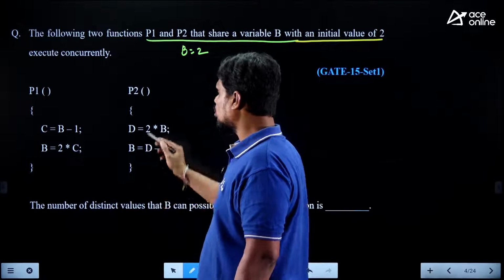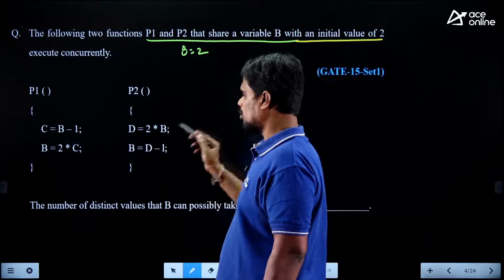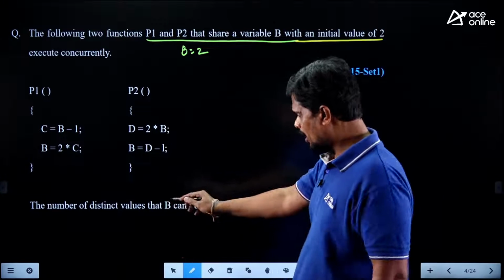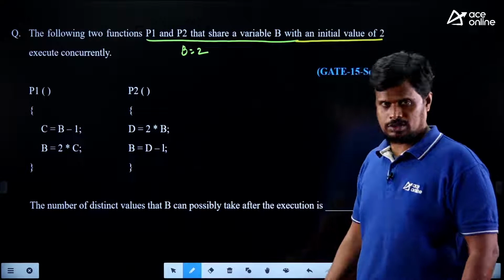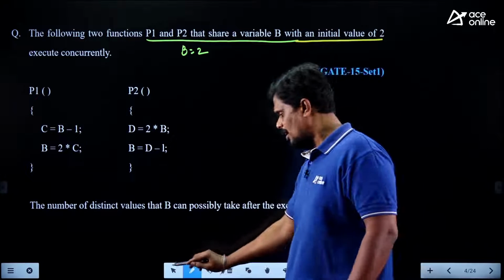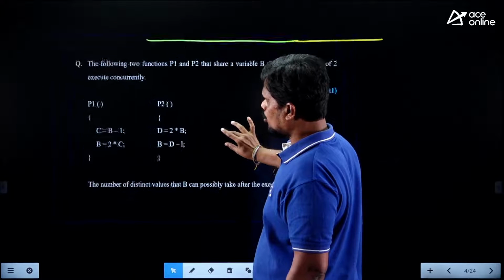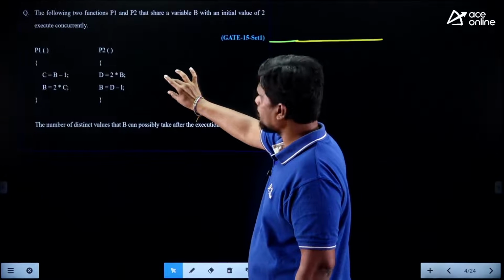What is the code for P2? D is equals to 2 into B and B is equals to D minus 1. So the number of distinct values that B can possibly take after the execution is... So this is the question we have. Let's look into this question's solution.